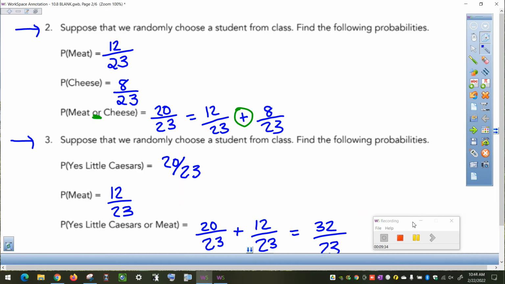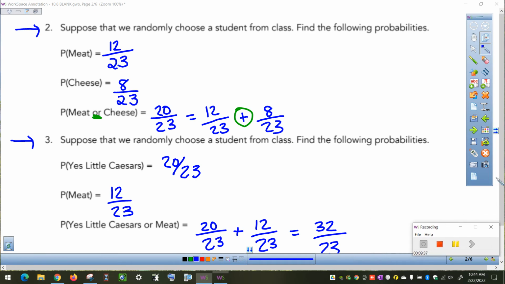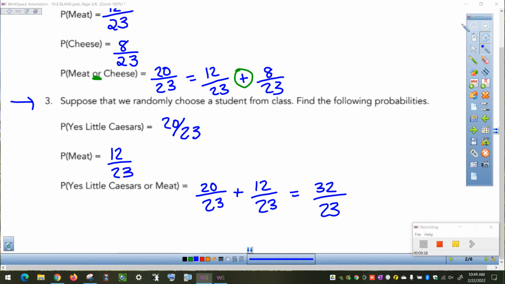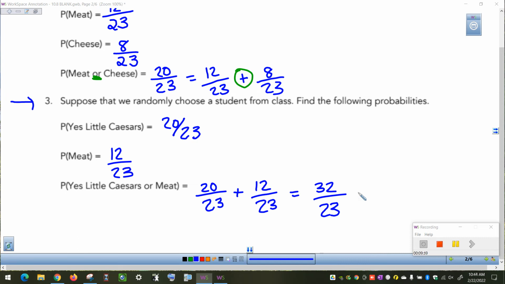So if we were to put that back over here into our answer, what we're going to do with that 32 over 23 is go ahead and subtract the overlap. We're going to subtract the number of students that were double counted. And actually what's interesting about this answer is it ends up being 100% of the class. It's not always going to be that same result, but for us, we ended up getting the full 23 out of 23.